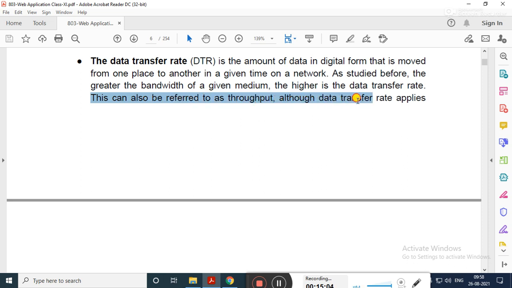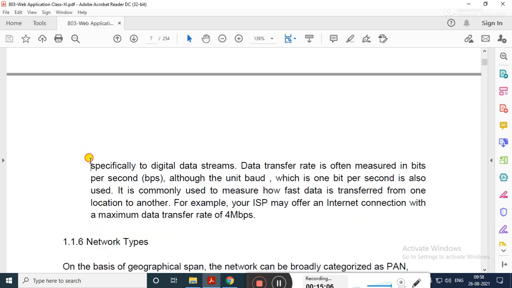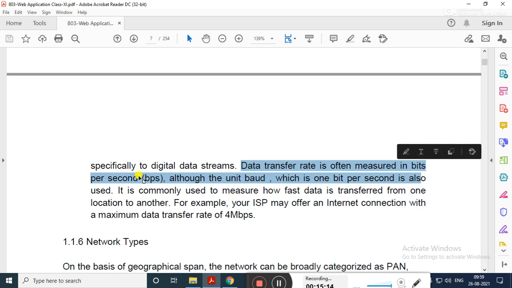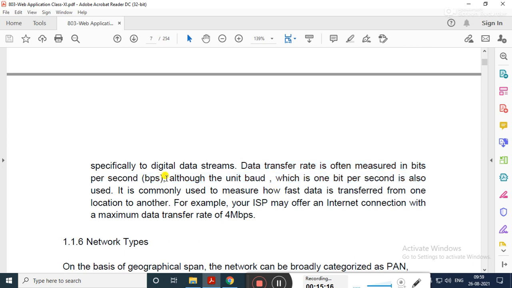This can also be referred to as throughput. Although data transfer rate applies specifically to a digital data stream, it is often measured in bits per second. What is the unit of data transfer rate? The unit is bps, bits per second. In 1 second, how many bits are transferred? That is called bits per second.